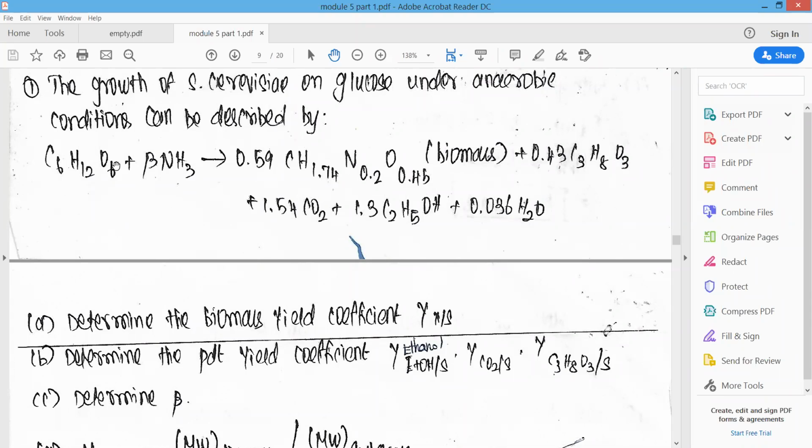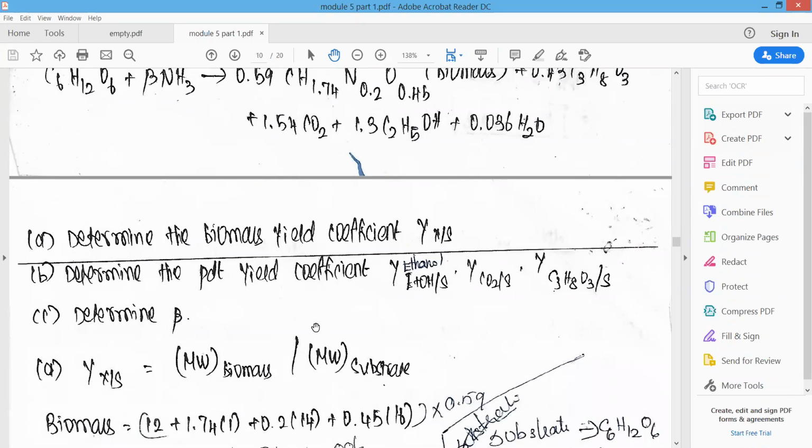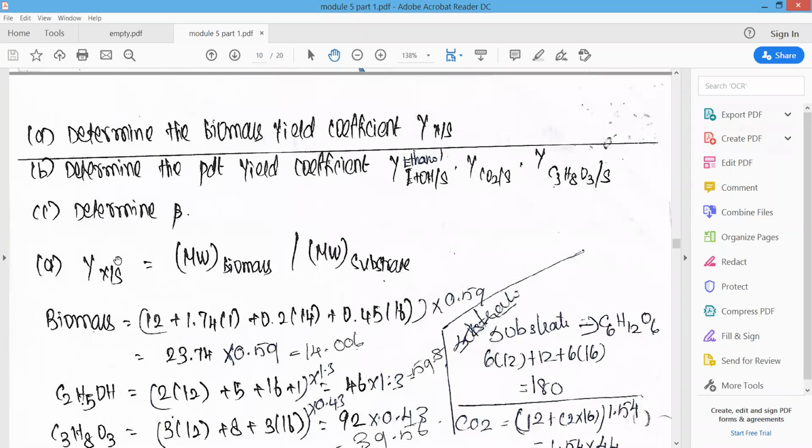That means biomass divided by substrate. If this is the biomass, then this will always be the substrate. So biomass by s, then ethanol C2H5OH by s, then CO2 by s, and then C3H8O3 by s. All this you have to find. Biomass Y x by s is equal to the molecular weight of biomass by the molecular weight of substrate. First we will find all the values and then parallelly we will do it.